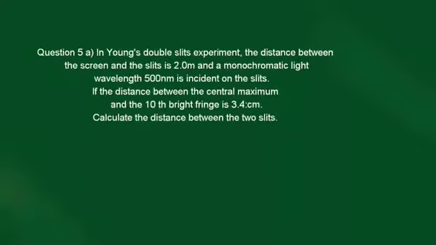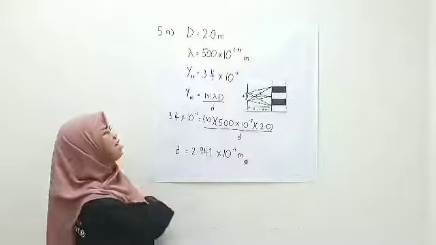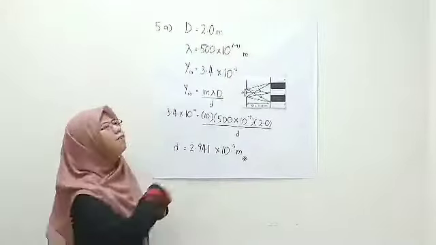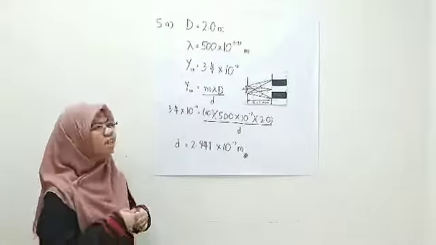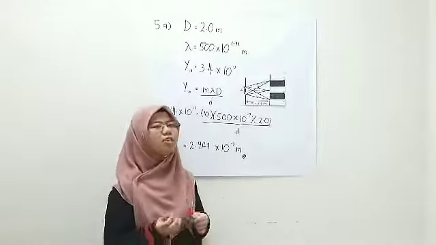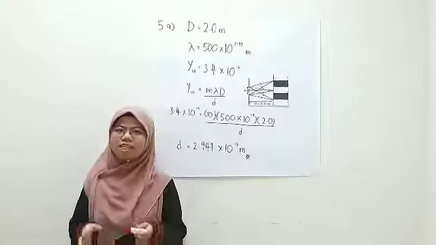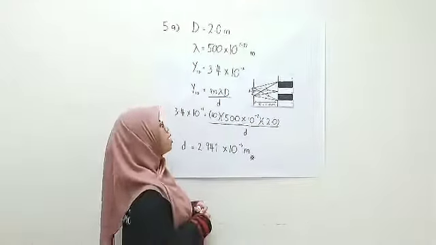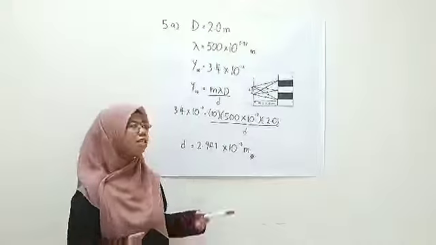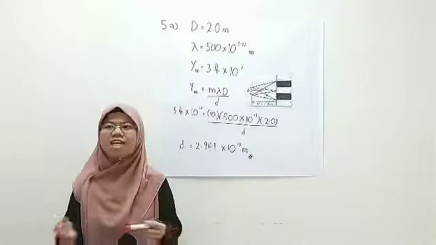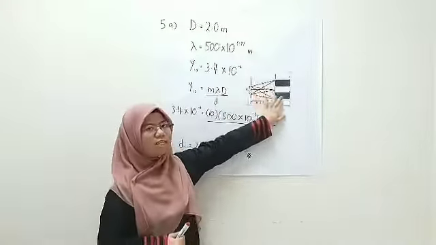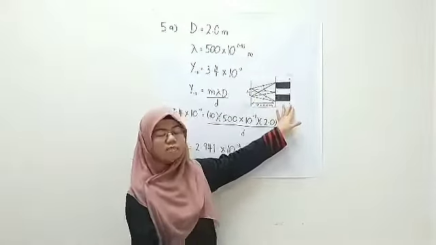So today we're going to explain how to answer tutorial 2, question number 5. Okay, let's start with question 5A. From this question, we can tell that it is about the Young double slit experiment. We can easily get the answer by drawing the Young double slit experiment.